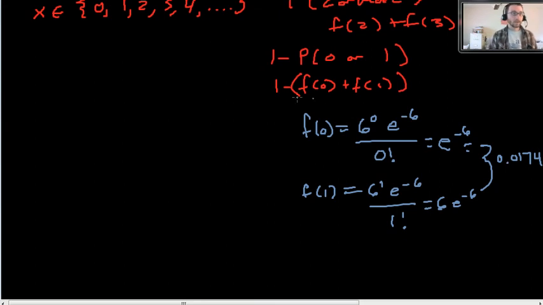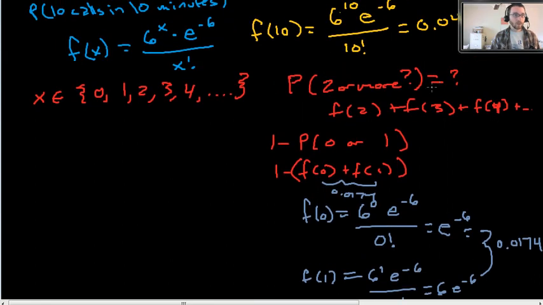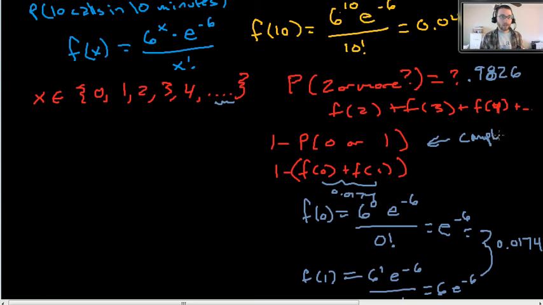So that's this part right here, 0.0174, which means that if we want to calculate this probability, this becomes 1 minus 0.0174, which is 0.9826. So there's a 98% chance that they will get 2 or more calls in a given 10-minute time span. So that's one thing to keep in mind: because x is unbounded above in domain, we often need to subtract the probability of the complement. That happens a lot with Poisson.